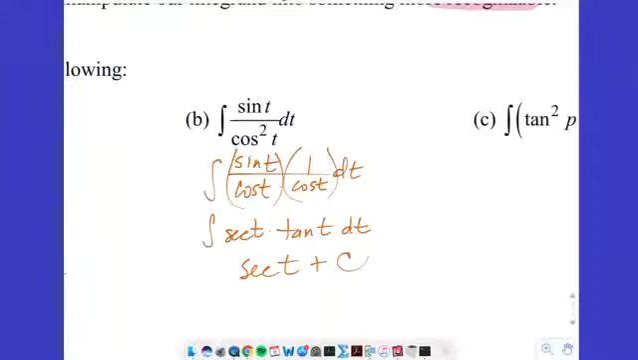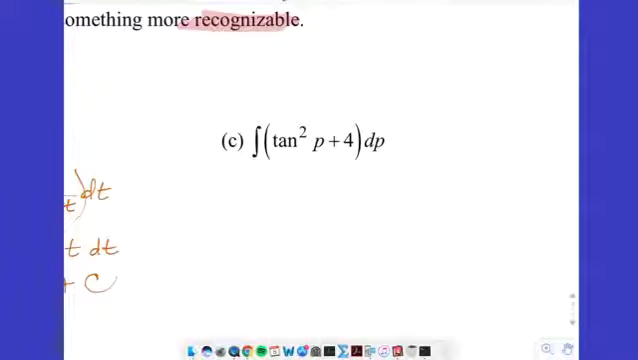So some of y'all I saw were doing Pythagorean identities. That's a fair game, right? 1 minus sine squared in the bottom. But ultimately, doing it this way leads you towards something you recognize. All right, probably the last one of the day.